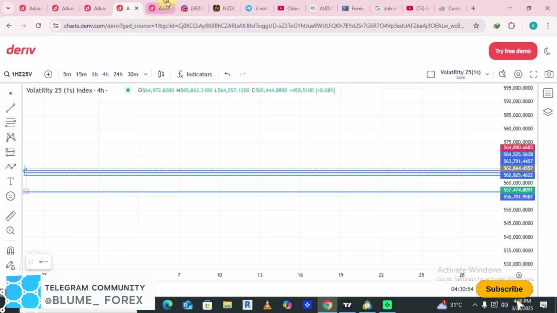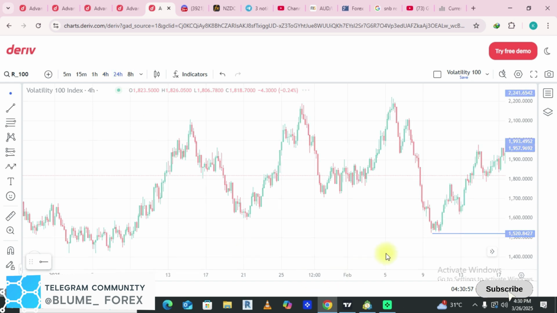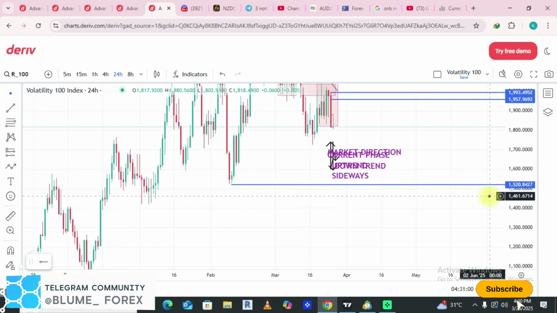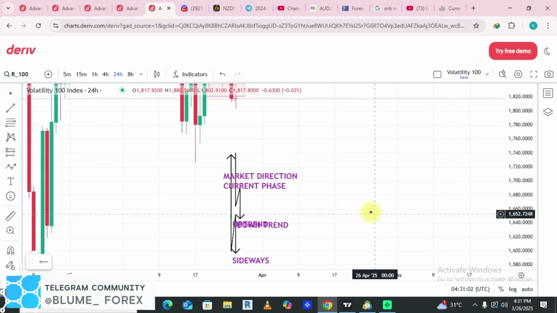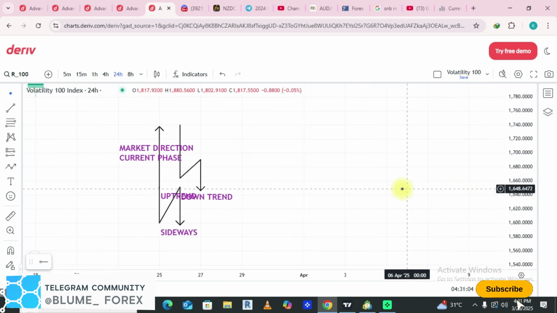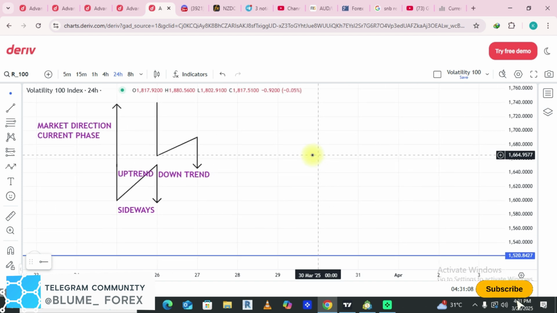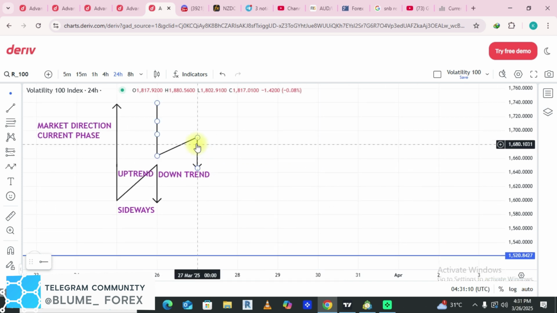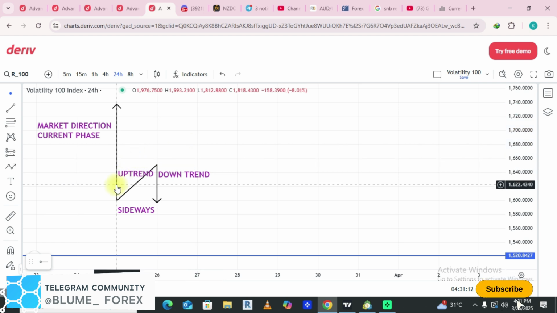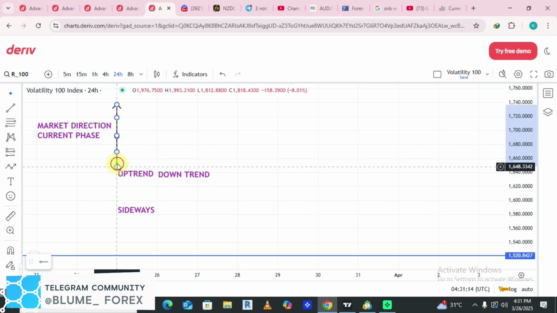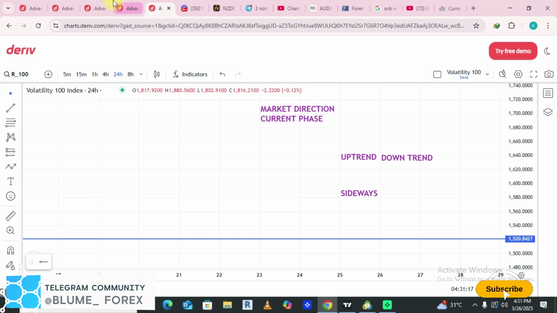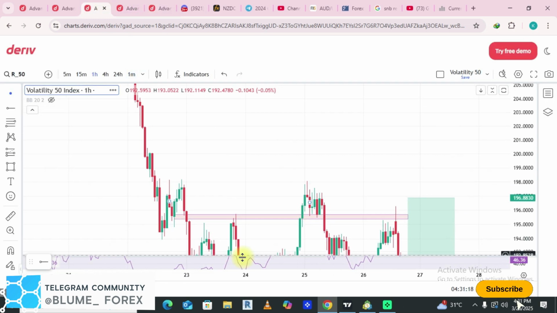So we have understood that we have three market directions, right? And the directions and the phases are similar. The only difference is that we can have the direction be in a specific way, and then the current phase come in a different way. So we can have a market which is in a downtrend, but the current phase will go sideways. So by just looking at the chart, you should be able to identify.